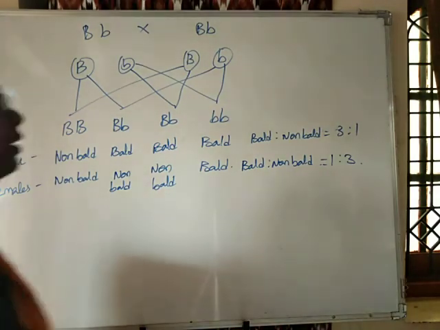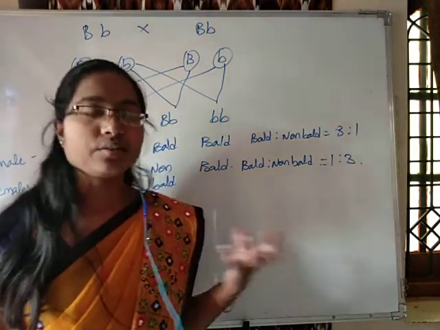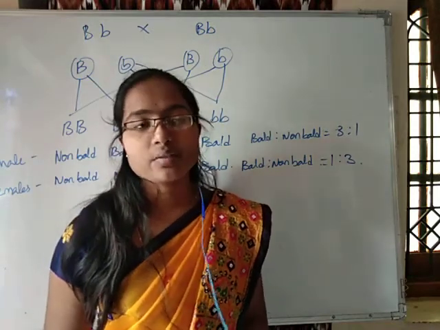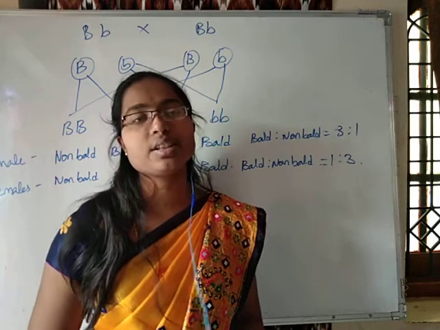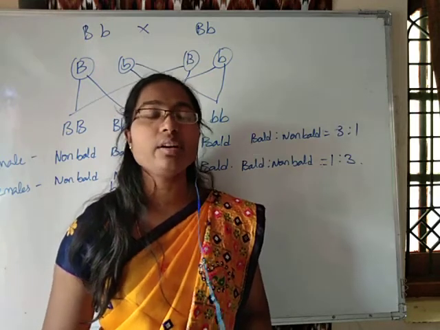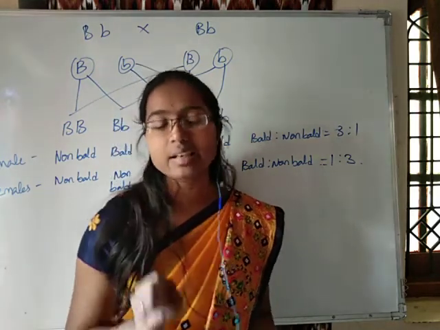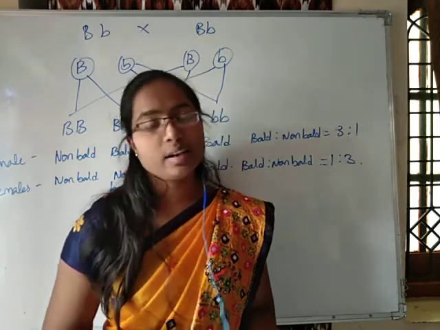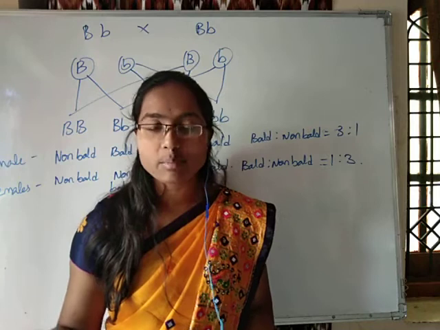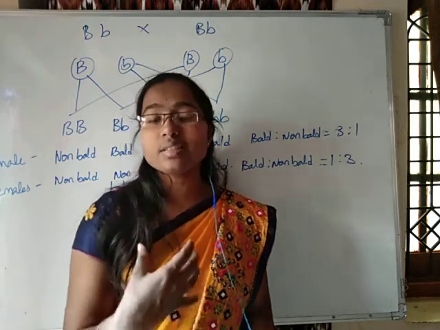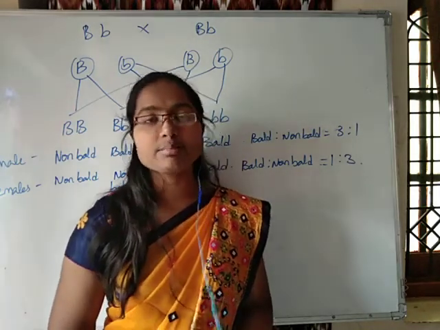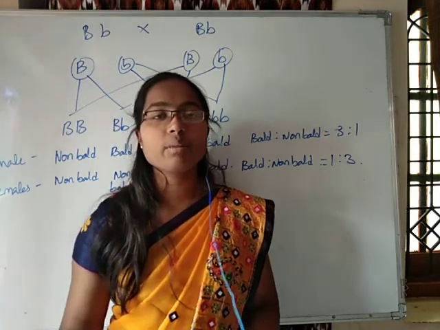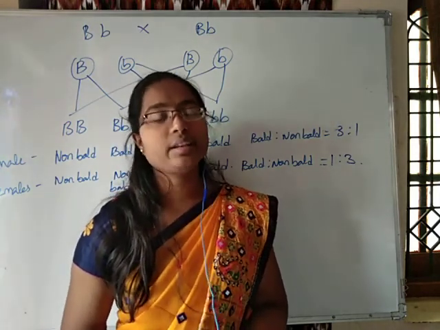So students, that's all for today. In today's class we have learnt how sex is determined in honeybees, and we have learnt about sex linked inheritance, sex limited inheritance and sex influenced inheritance. We have also learnt the general characters shown by these different types of inheritance patterns. In tomorrow's class we will continue to learn more about the principles of inheritance and variation.